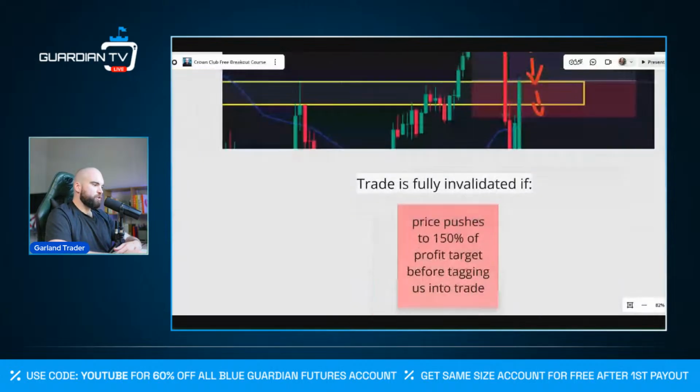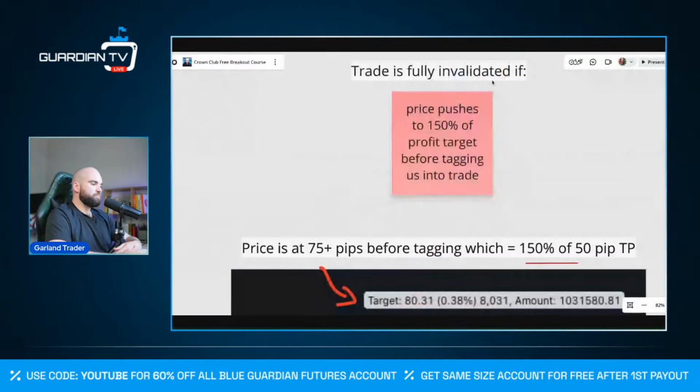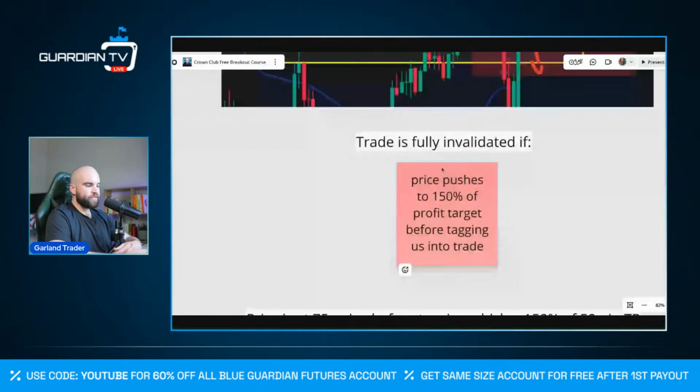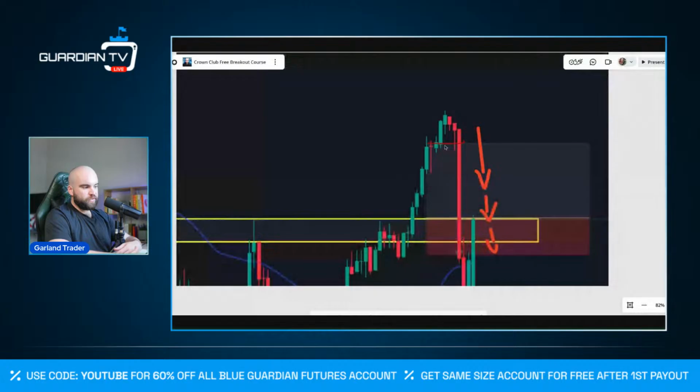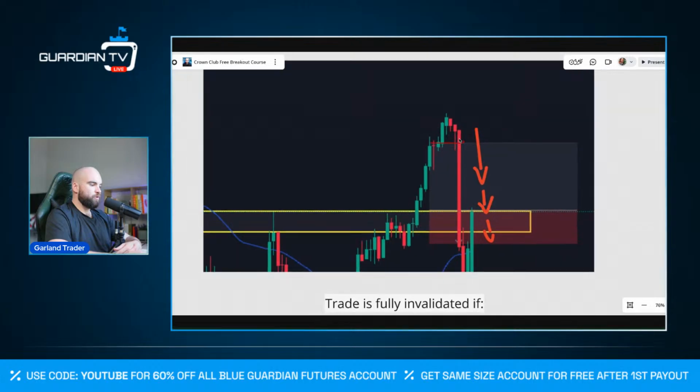So the trade is fully invalidated if price pushes to 150% of profit target before tagging us into the trade. So what that means is that this is 100%. If we get another half, so basically if we get this whole length on top, so another stop loss size on top here, then the full trade is invalidated and I won't take that setup.